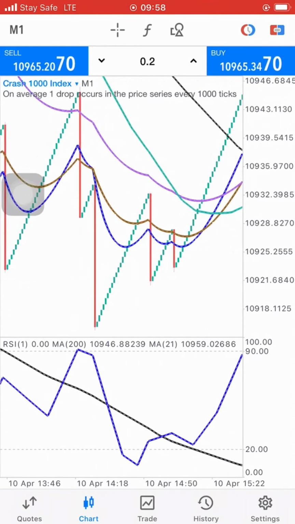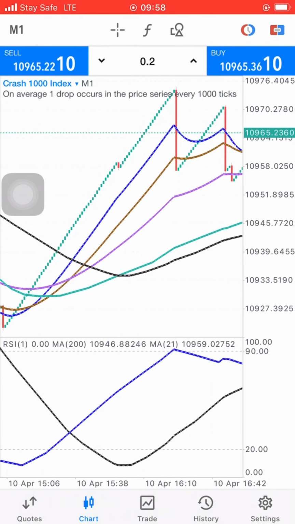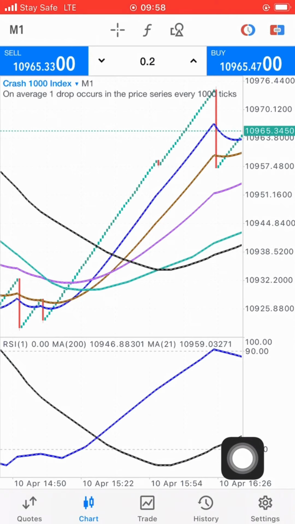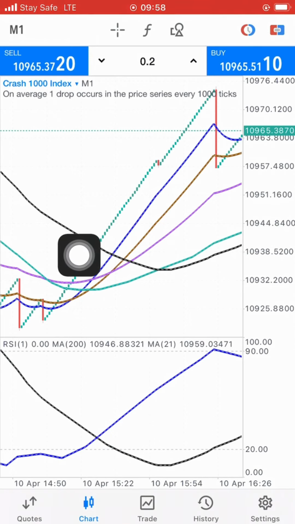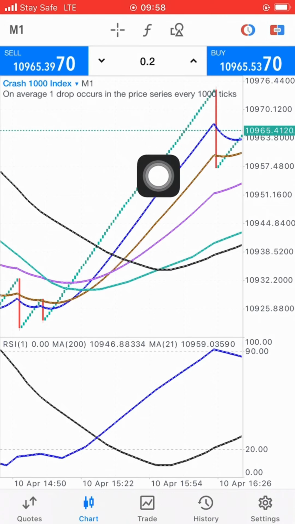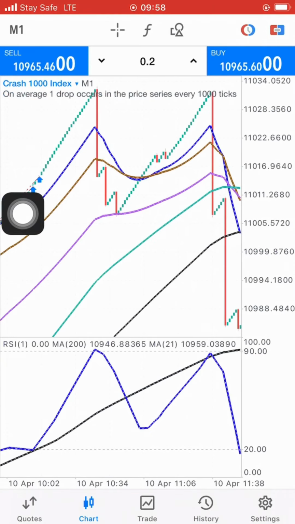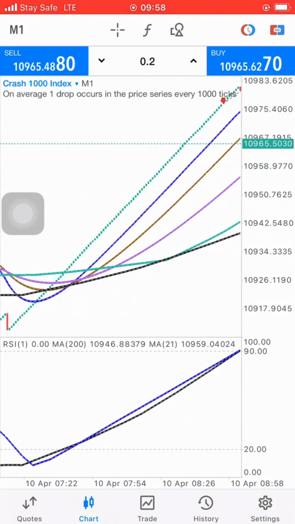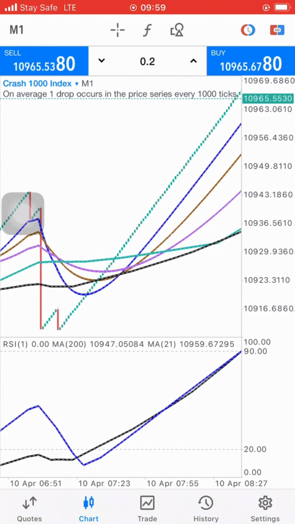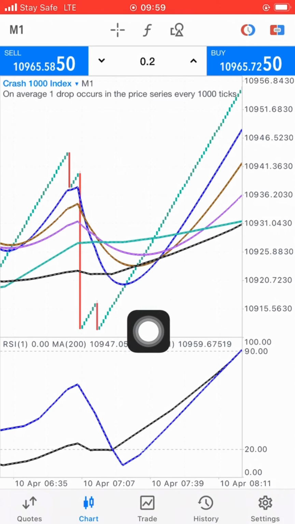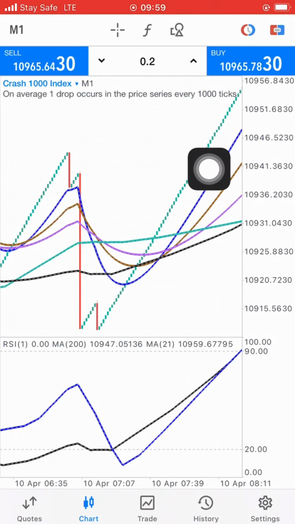This is another entry, guys. After all this moving average crossover, check your RSI. It's crossover at the 20 levels here. You take your 10 candles and out of the market before the spike cuts you. This is another one, guys. Here is crossover. It's happened on the RSI and it's also happened here. Then enter your buy trade here.